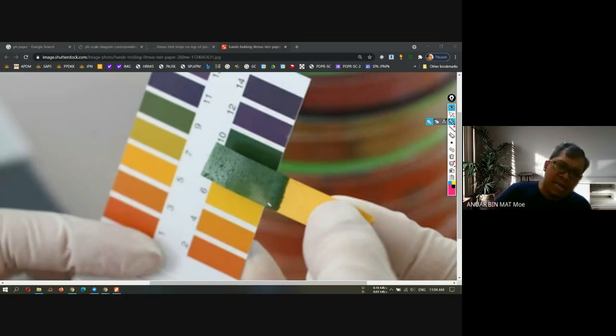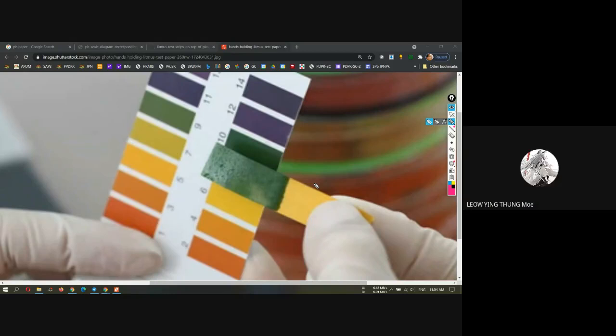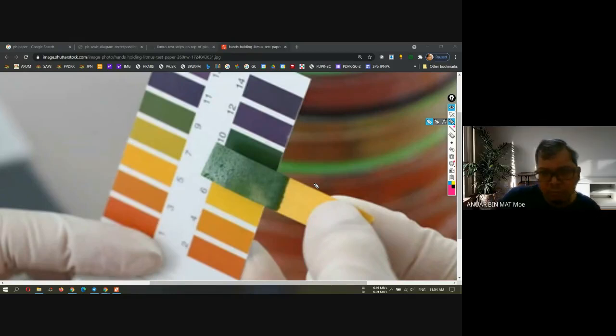So what is the nearest color according to the chart here? Is it 7? Is it 9? Or is it 10? Or is it 11? It's about 9. Which one is nearest? 1, 2, 3, 4, 5, 6, 7, 8, 9, 10. Maybe about 9 or 10 pH.